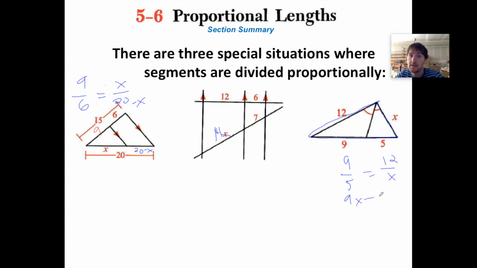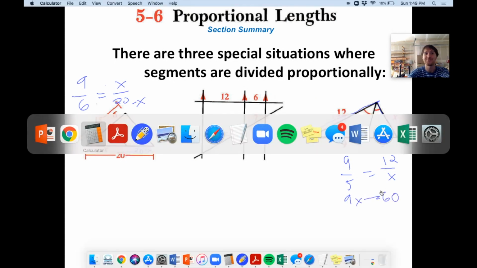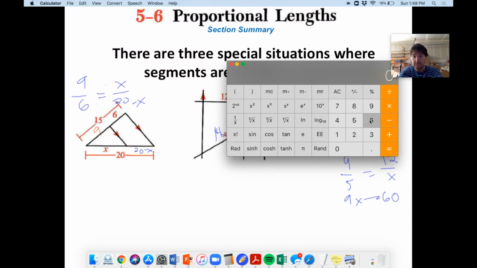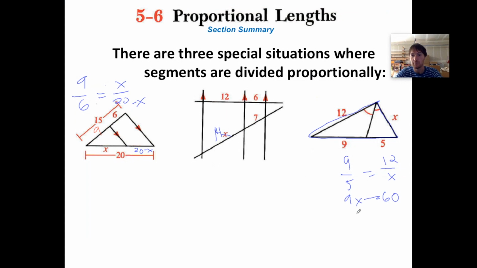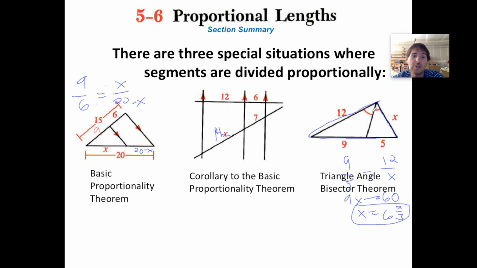9x equals 60. 9 doesn't go immediately into 60, so we're going to our calculator to move efficiently here. 60 divided by 9 is 6 2/3. Okay, so x would equal 6 2/3. That might be a question that's on your homework tonight. Okay. Basic proportionality theorem, the corollary to the basic proportionality theorem, and the triangle angle bisector theorem. Again, just ways that we can see situations that come up where segments get divided proportionally. And there you have it.